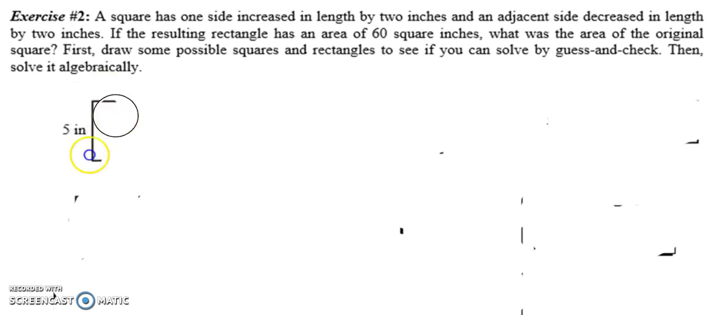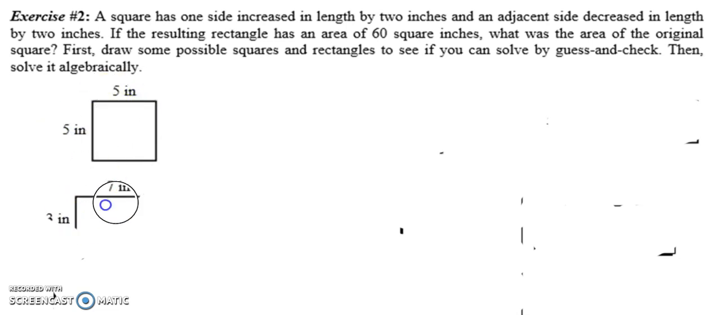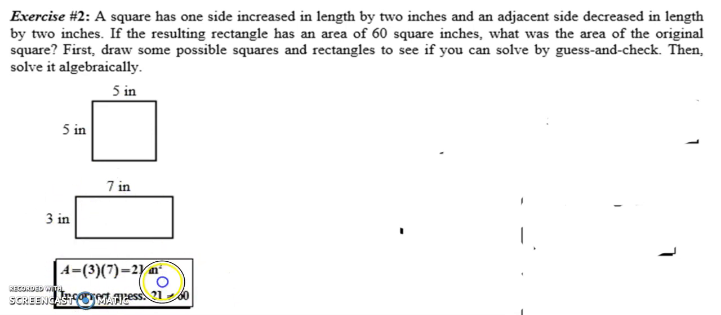All right, so his example, he just made a square where each side was 5. So if you added 2 to one side and subtracted 2 from the other side, that would make the condition and turn it into a rectangle. And if you found that area, we get 21, which is not 60. So it's not easy just to guess and check these. So we want to show you how to come up with equations.